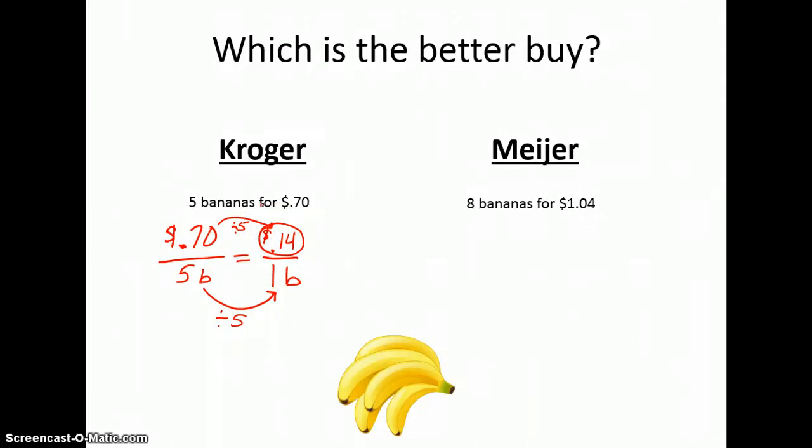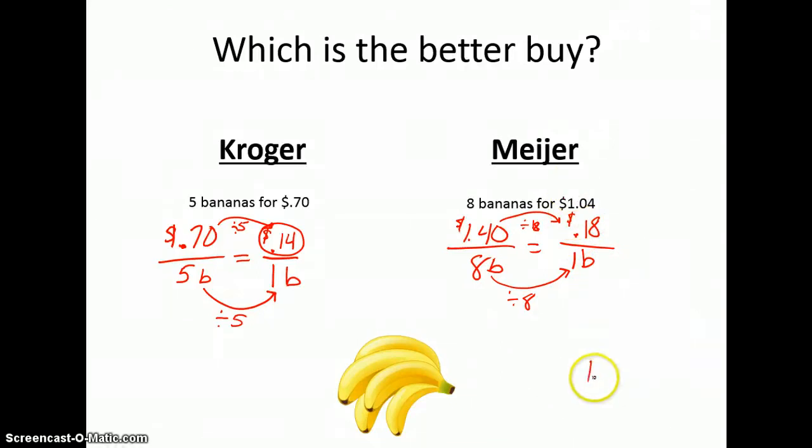At Meijer, I'm going to set up my rate the same way. I'm going to pay $1.04 for 8 bananas. So, in order to determine the better deal, I need to know how much am I paying at Meijer for 1 banana. So that way we can have something to compare that's similar. 1 banana versus 5 to 8 might be a little confusing. So, how do I get from 8 to 1? I divide by 8. So I'm going to take $1.04, and divide that by 8. And that gives me, if I round, 18 cents.